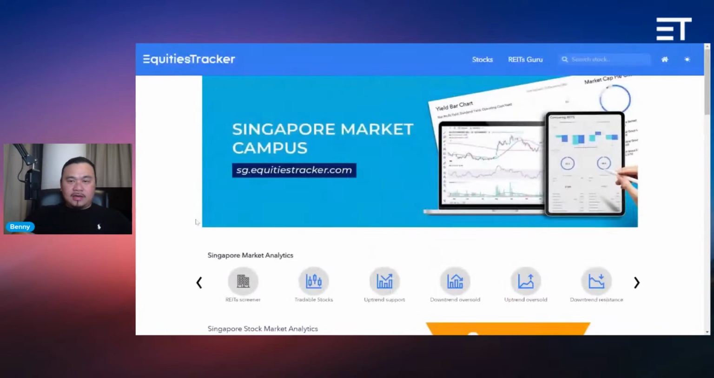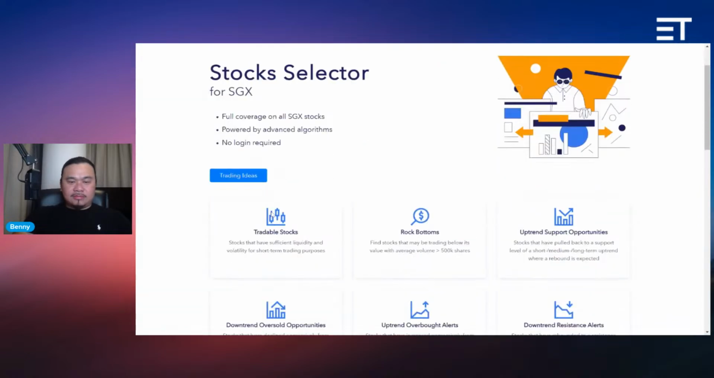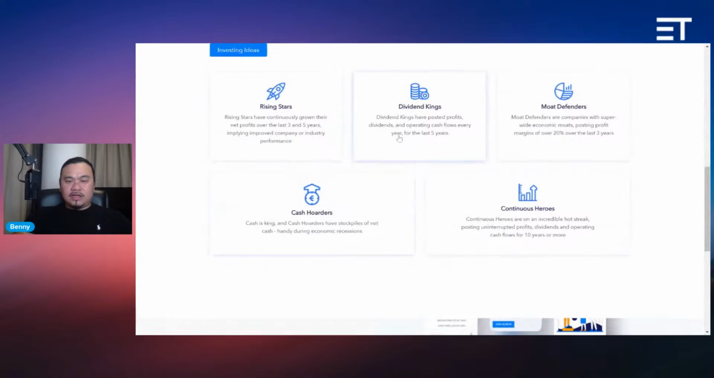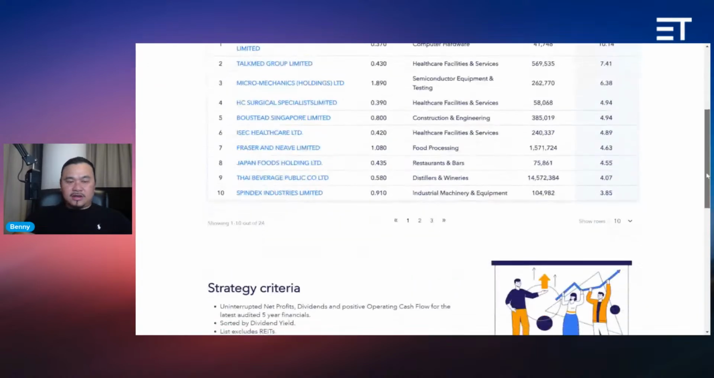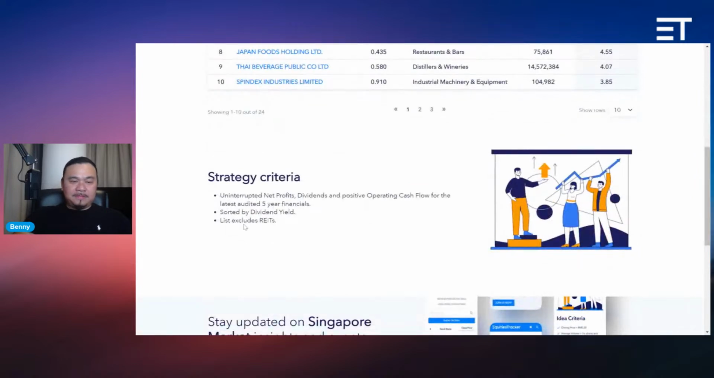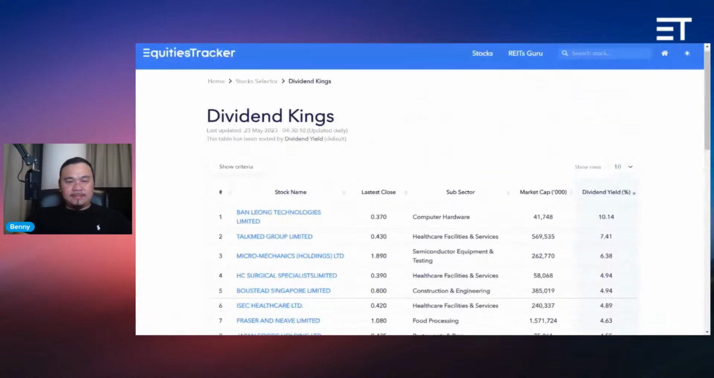So I'm gonna go back here to stock selection. We're gonna go Dividend Kings earlier, right? So these are all companies that has this criteria. So make sure you read the criteria properly. Okay, this uninterrupted net profits and dividends, plus positive operating cash flow for the past 5 years, sorted by dividend yield, and it excludes REITs.